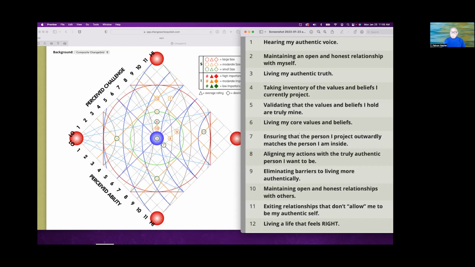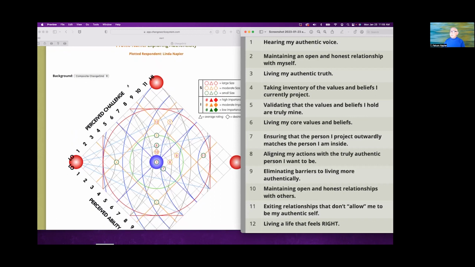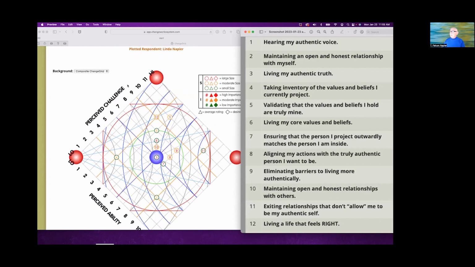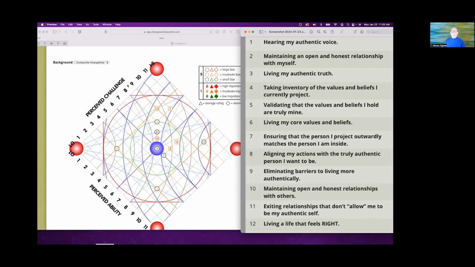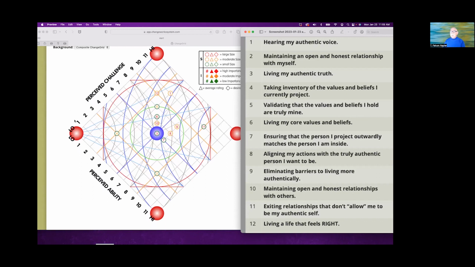You can use that as a tool for self-coaching, which is why we call it the Oracle of the Self. This is really you talking to you about you. The ChangeGrid gives you an opportunity to see what those conversations actually look like. Each one of these numbered activities has a corresponding spot on the ChangeGrid that Linda's perceptions have placed it at. So said Linda, here are 4 questions. When it comes to hearing your authentic voice, how do you rate your ability to do that? How challenging do you find that? How big of a task does that feel like it is?